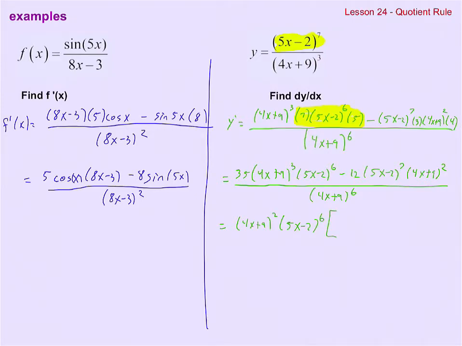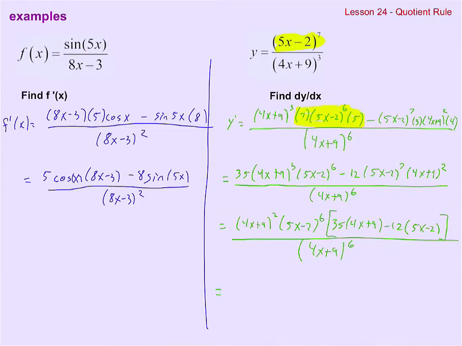And after I'm done pulling those out, undistributing 4x plus 9 squared times 5x minus 2 to the 6th, in the first term I'm still left with the 35, and I pulled out all of the 5x minus 2s, so those are gone, but I only took out 2 of the 4x plus 9s, so there is going to be one of those left. 35 times 4x plus 9. And from the second term, the negative 12 is still there. I pulled out all of the 4x plus 9s, those are gone, and I pulled out all but one of the 5x minus 2s. So there is still going to be a 5x minus 2. And that's all over 4x plus 9 to the 6th still.